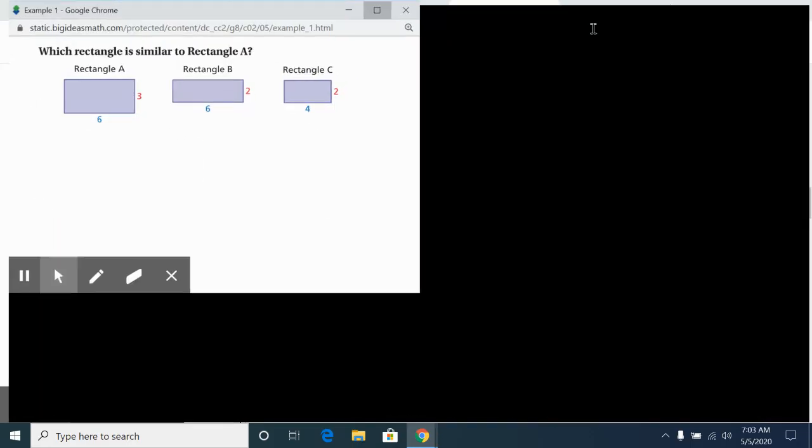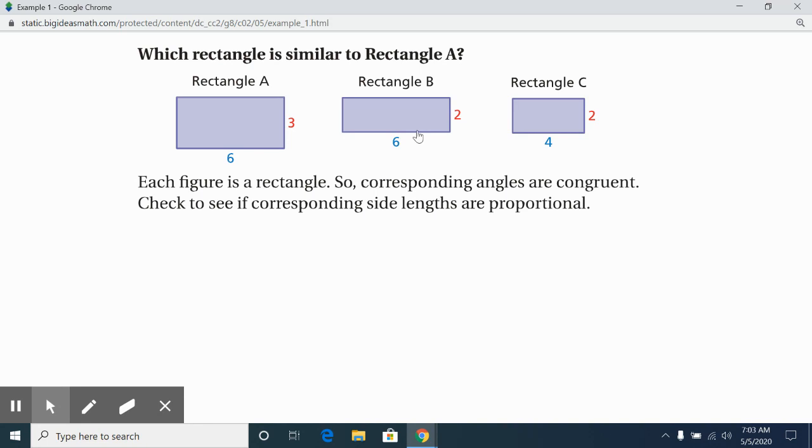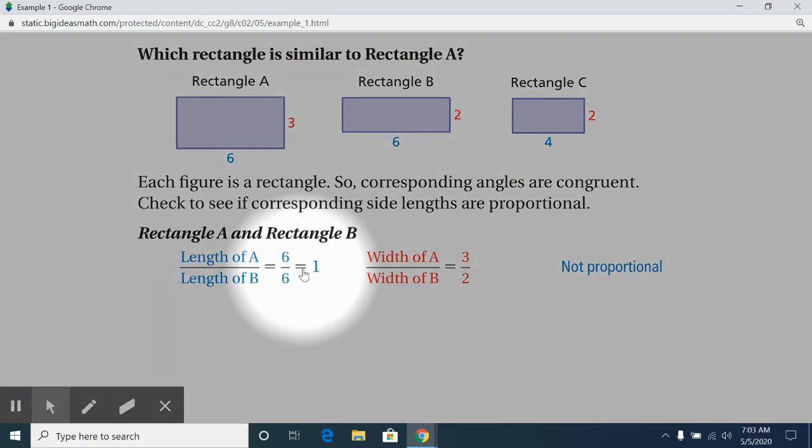So your first goal is to see which rectangle is similar to rectangle A. We're going to determine if two things are similar or not. If we're looking at rectangle A in regards to rectangle B first, what we're going to do is make fractions out of corresponding side lengths.